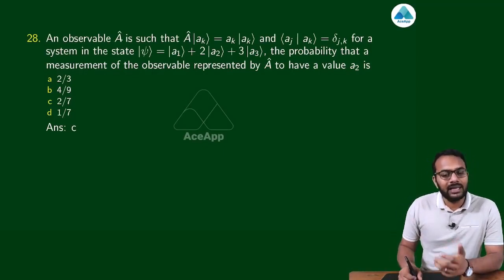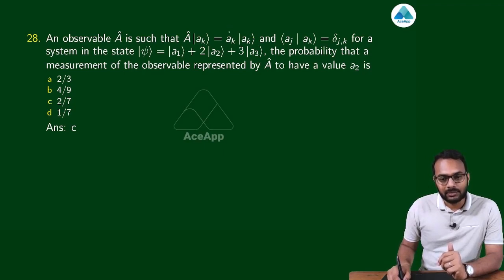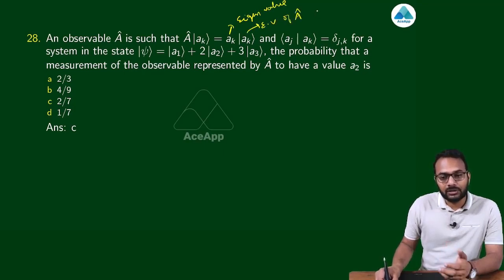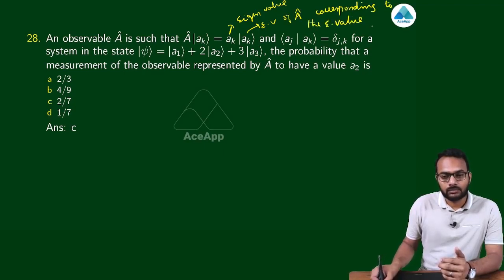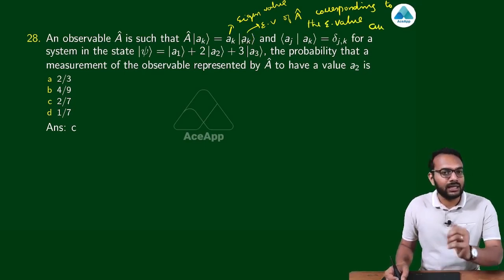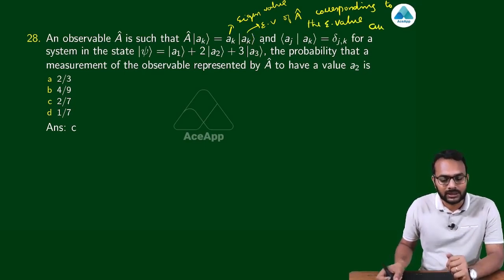An observable A cap is such that A cap acting on ket a_k is equal to a_k multiplied by ket a_k. Here a_k is an eigenvalue. This ket is known as the eigenvector of A cap corresponding to the eigenvalue a_k. We denote the eigenvector by the ket labeled with the eigenvalue. This is a very common notation.